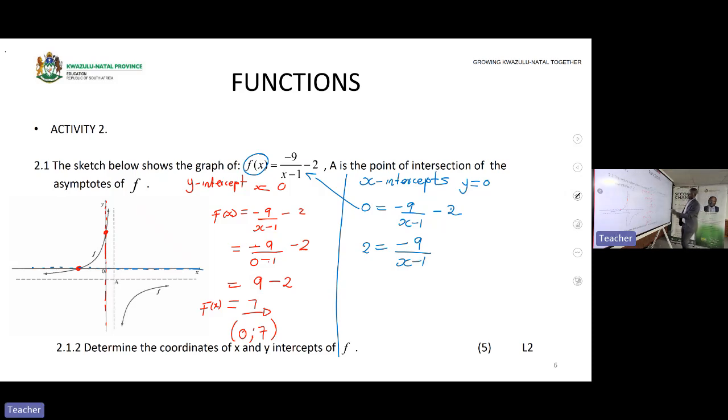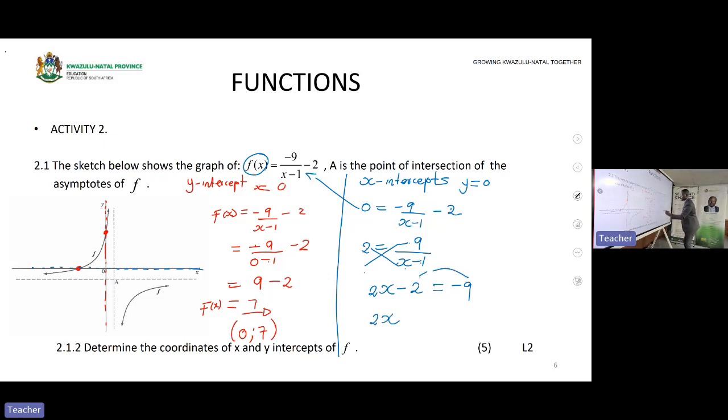And then after that, we have to do what? We need to do our cross multiplication. We need to cross multiply. So 2 multiplied by x will give us 2x. 2 multiplied by -1 will give us -2. Equals -9 multiplied by 1, which will give us -9. We are then left with 2x.